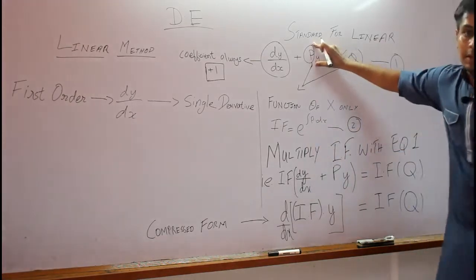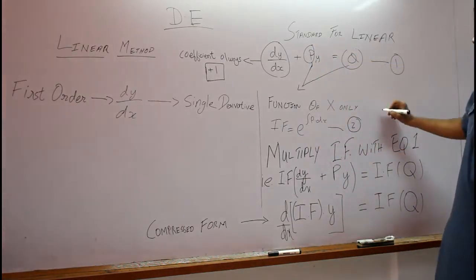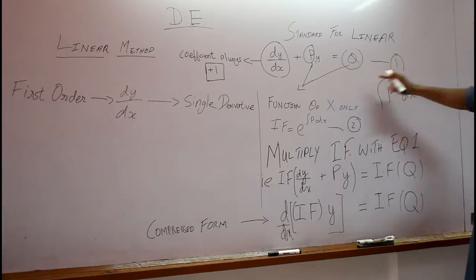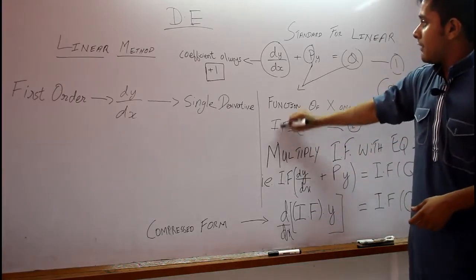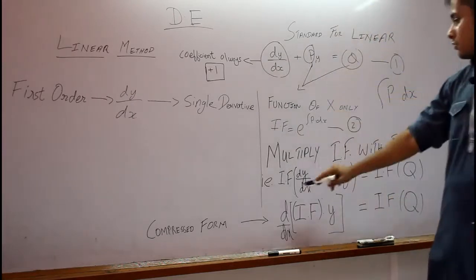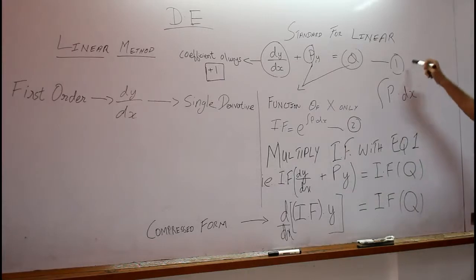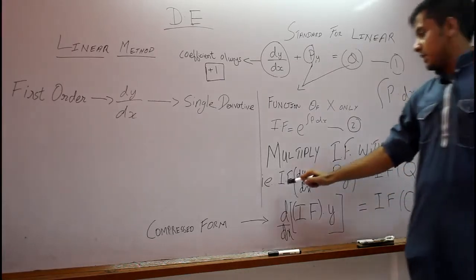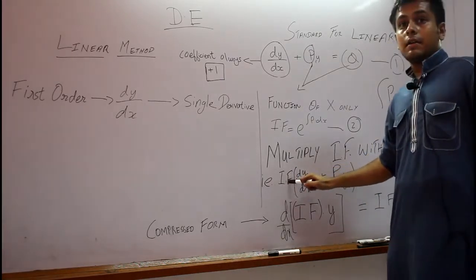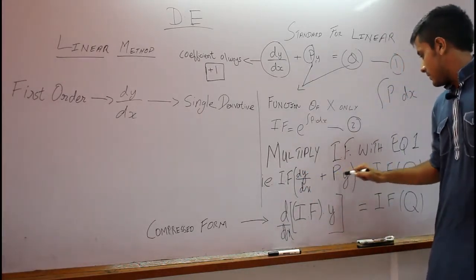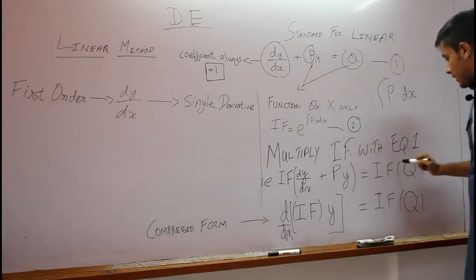We will use this p and we will integrate this p, and then we will make this power whole to e. Okay, and then we will multiply the integrating factor with this whole equation as shown over here. Multiply the integrating factor with equation 1. This is equation 1. The integrating factor multiplied by dy over dx plus py equals the integrating factor multiplied by q.